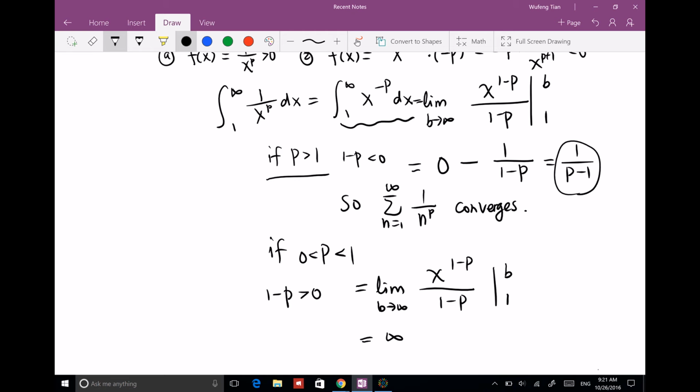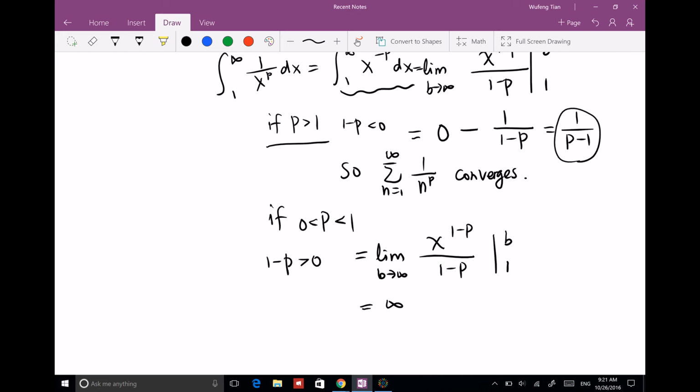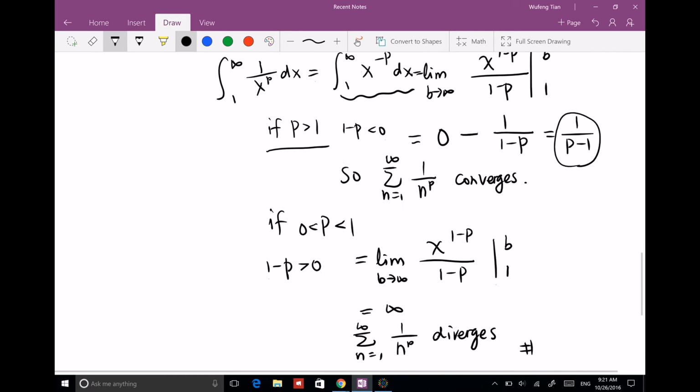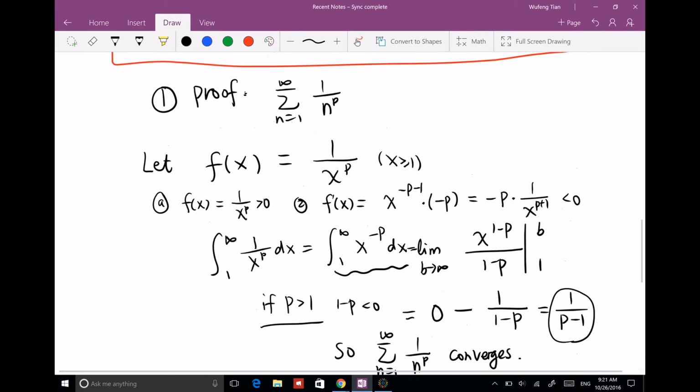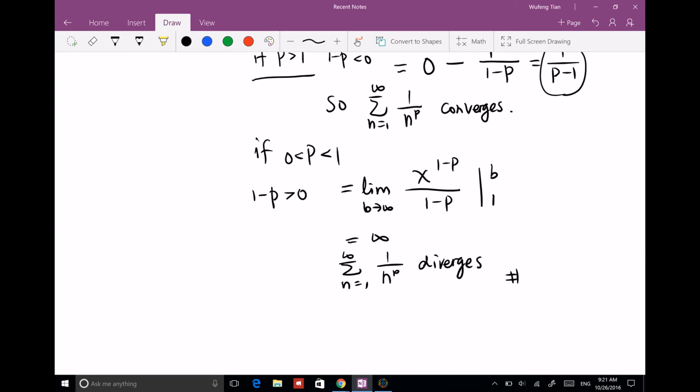So that's the part. Now the integral goes to infinity, so the series from n equals 1 to infinity of 1 over n to the power p diverges. That makes sense, right? You use the integral test to prove that for the p-series, if p is bigger than 1, it converges. If p is less than or equal to 1, it diverges. Okay, let's look at more examples.